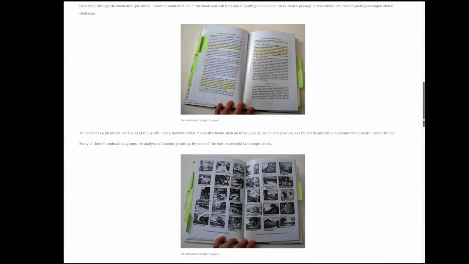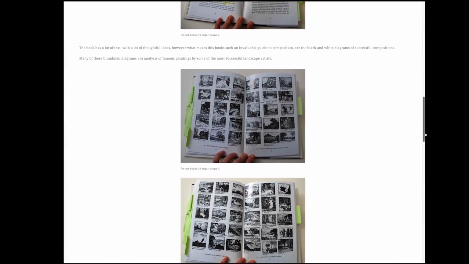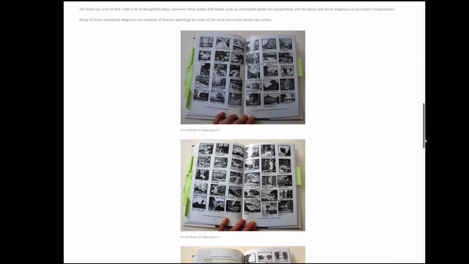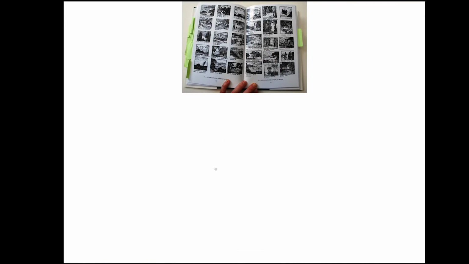Here I was on this page. But what this book is really known for is these sections on composition. And he goes through some more notable paintings. It might be some of his own. I forget if there were other artists too, but he talks about how the strength in the composition is in some of these paintings.